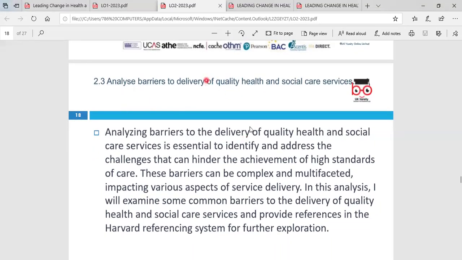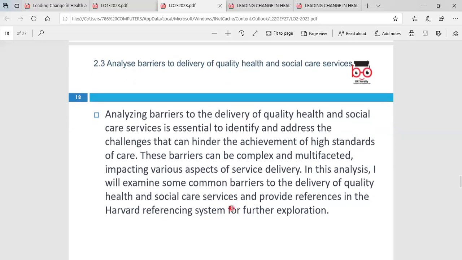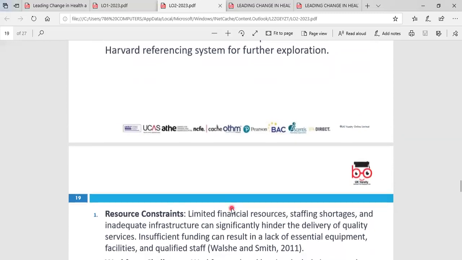Then we are analyzing barriers. As we know, we've talked a bit about the different barriers because stakeholders have complex connections and they're multifaceted in the roles that they have. So obviously there are different barriers also.